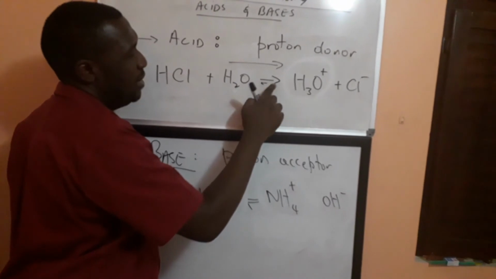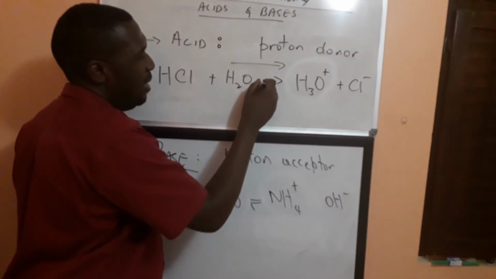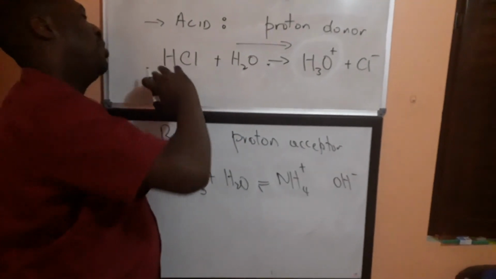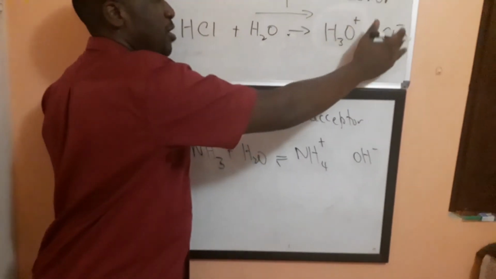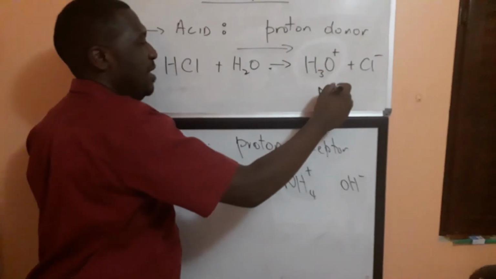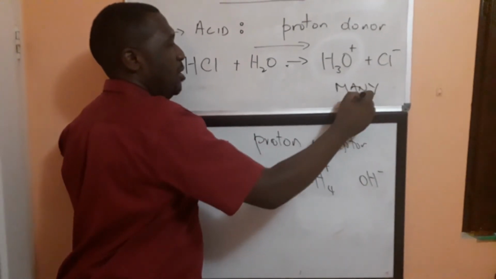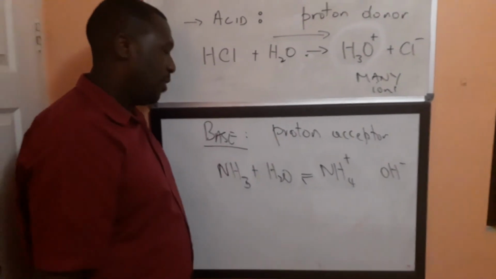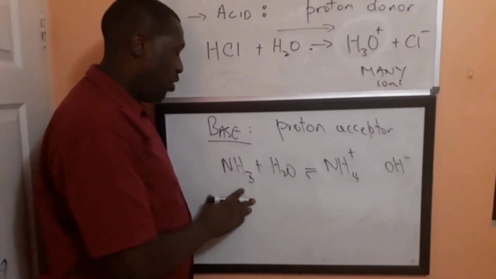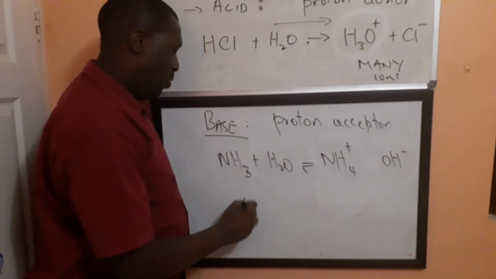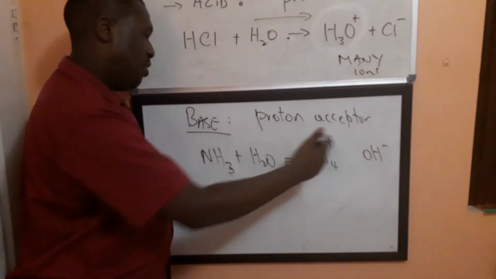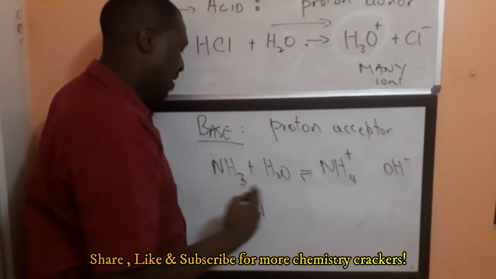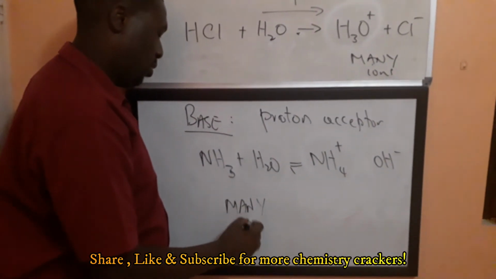So notice that I put this here. I only put a slight little arrow here to indicate that it is an equilibrium to only a small extent because the position lies far to the right. So what you have is many ions and very few molecules, if any at all. On the other hand, ammonia is a weak base. And what that means is that the equilibrium lies over to the left. You have few ions and many molecules.